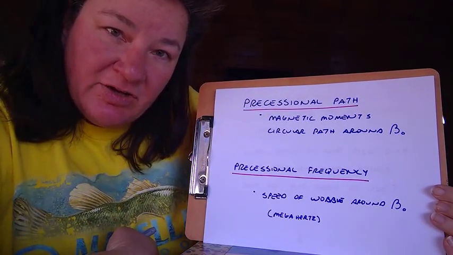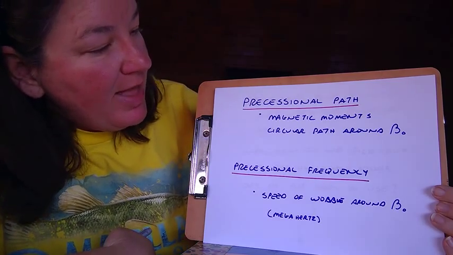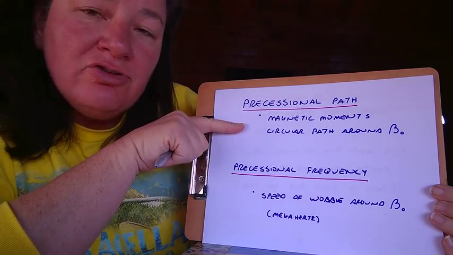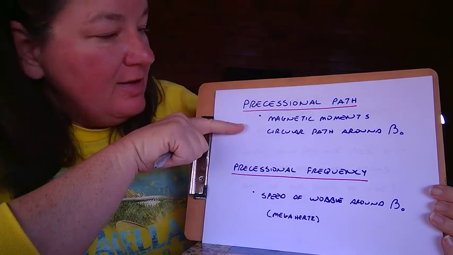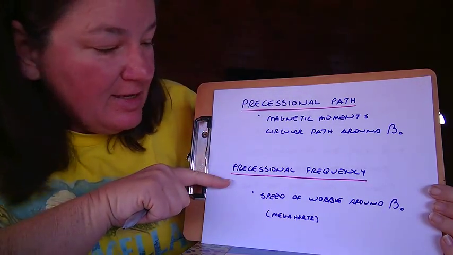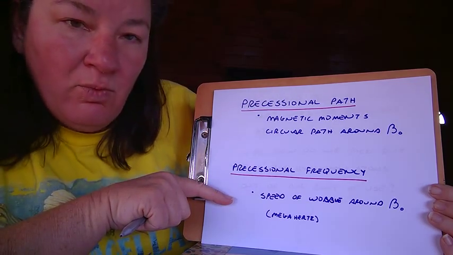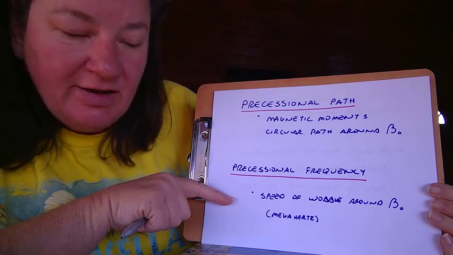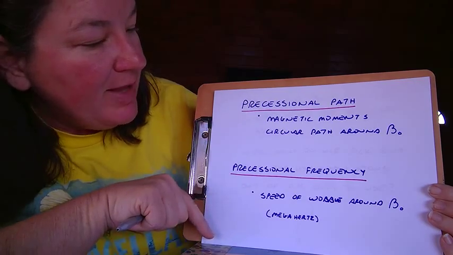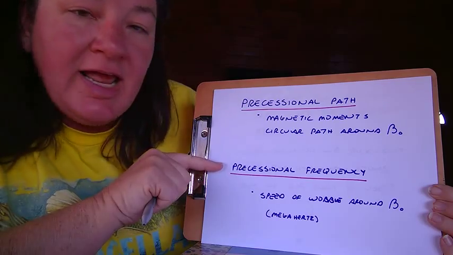To further talk about precession though, we need to break for a moment and talk about the precessional path. The precessional path is the magnetic moment's circular path around your external magnetic force. When you have a path, you're also going to have a precessional frequency. The precessional frequency is the speed of the wobble around your external magnetic force, and this is measured in megahertz. So basically, when you have precession, you're going to have a path and you're going to have a speed.